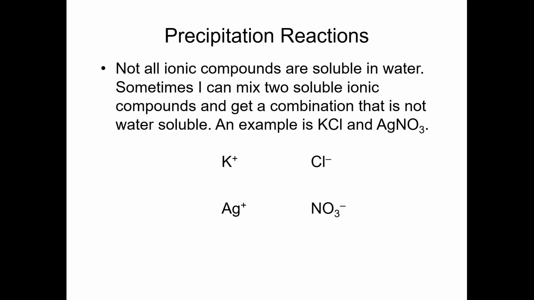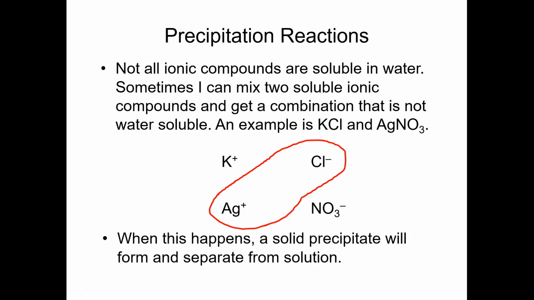When I mix the two solutions together, I actually get a combination that basically can't stand to be apart from each other, and that is silver and chloride. And so silver and chloride will actually form a crystalline solid, which forms what's called a precipitate. And precipitation simply means to fall. So it comes from the idea of a precipice or a cliff, falling off a cliff.